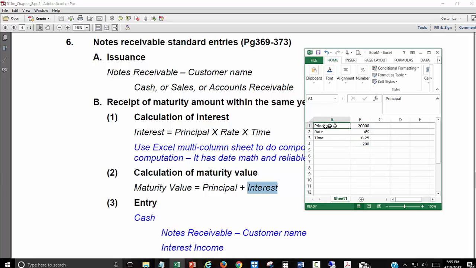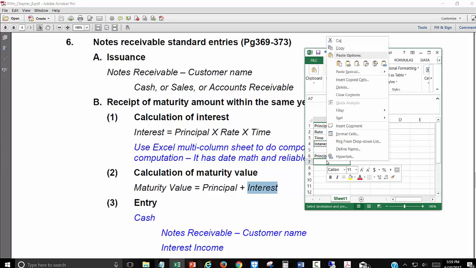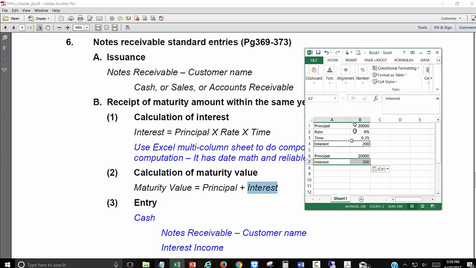The principal amount plus the interest then will yield my maturity value, or $20,200, as you can see from here.